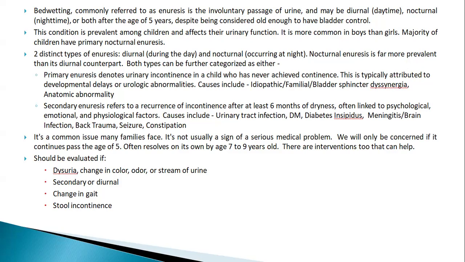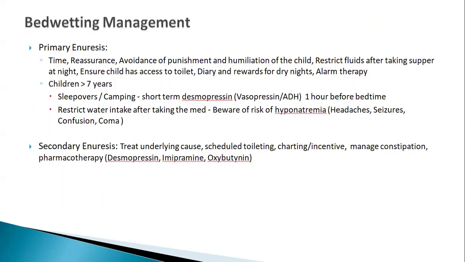So once we discuss all this with the patient, we now talk about the management. How do we manage it? For the primary enuresis, like we said, it's just time we have to wait. We reassure the patient or the parents of the patient that the condition will resolve on its own between the age of 7 and 9. But if it doesn't resolve, then that is where we can now start to do some investigations.